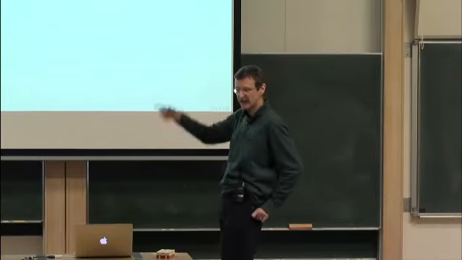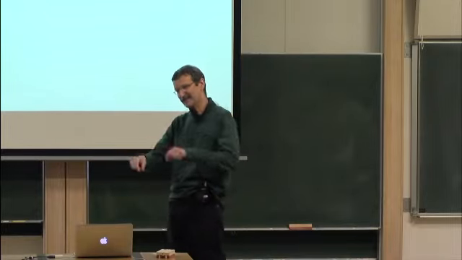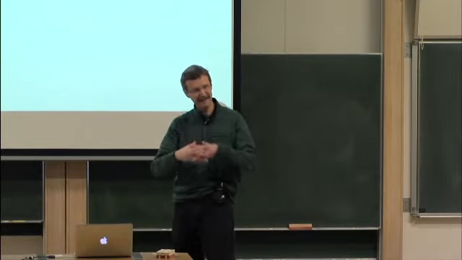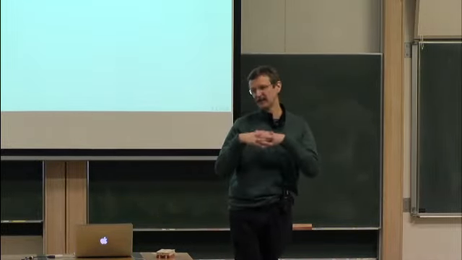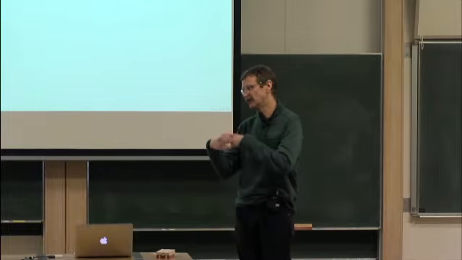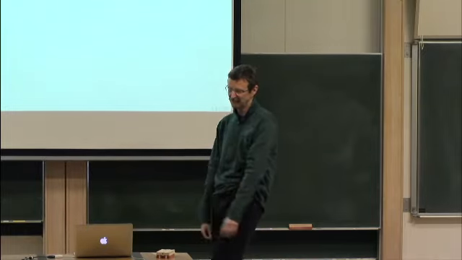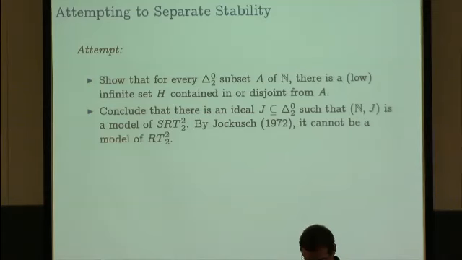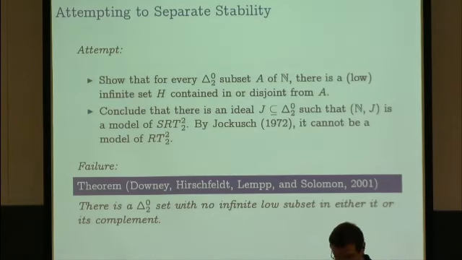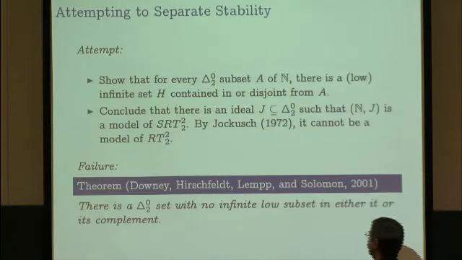If that were true, then you could just keep adding homogeneous sets. You could build an ideal by adding homogeneous sets and preserving what is Delta 2 in them, and never add a homogeneous set for Jockusch's partition because you'd only use Delta 2 sets. So that was a nice approach. That proposal was refuted by a theorem of Downey, Hirschfeldt, Lempp, and Solomon. You can't do it. There's a Delta 0, 2 set that has no infinite low subset in either it or its complement. So the recursion theoretic attempt to control the complexity of the homogeneous sets that you add to make stable Ramsey true is thwarted.